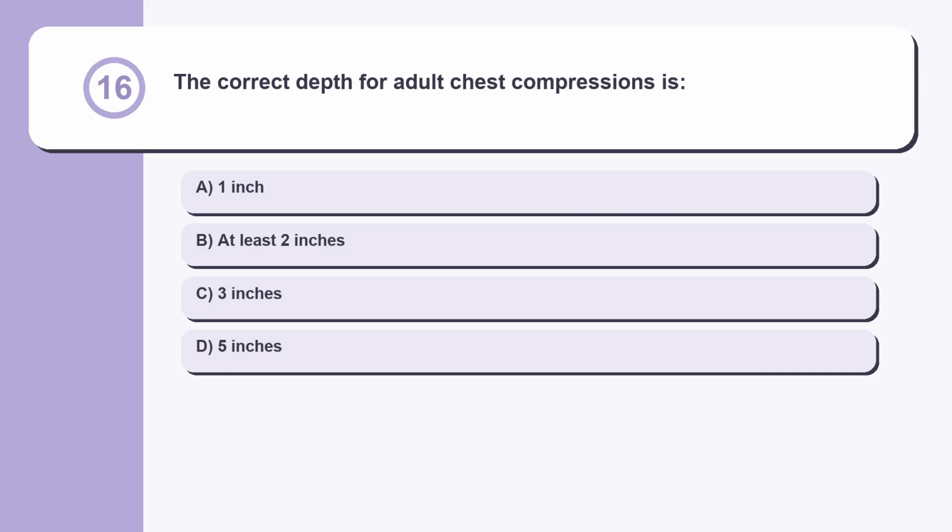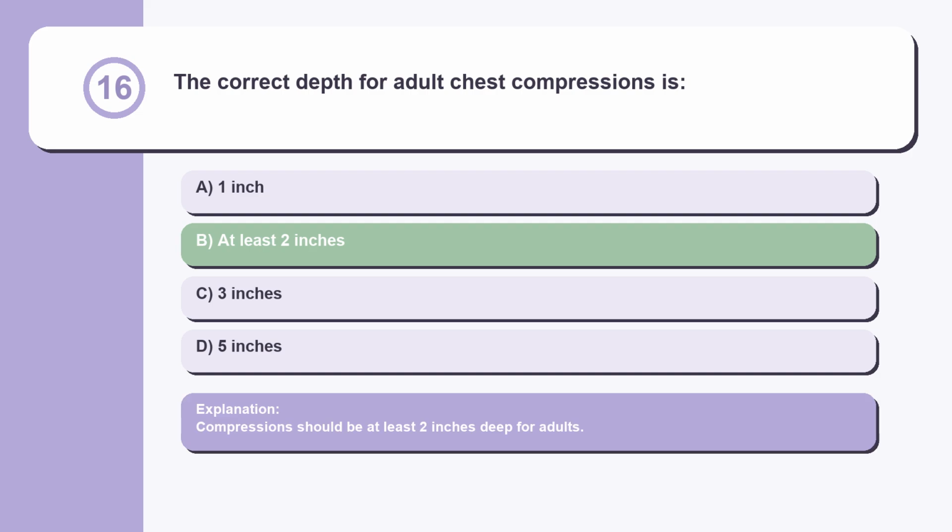Question 16. The correct depth for adult chest compressions is 1 inch, at least 2 inches, 3 inches, 5 inches. Compressions should be at least 2 inches deep for adults.